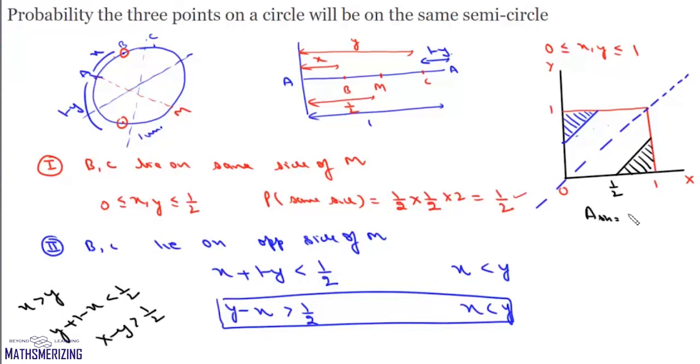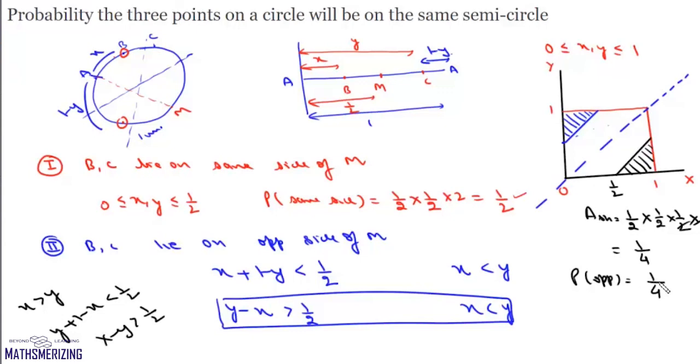Now this is 1 by 2. The area of the shaded region will be 1 by 2 into, now this length and height will both be 1 by 2, so 1 by 2 into 1 by 2, and then the second area will be the same as the first. So this area will be simply 1 by 4. Now the probability that B and C lie on opposite sides of M, but still lie on a semicircle, will be simply 1 by 4.